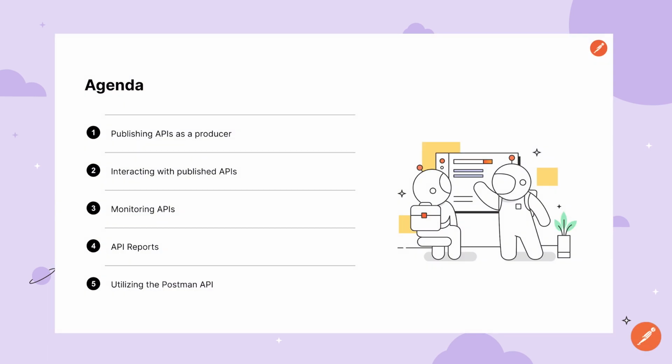In this video, we'll focus on publishing APIs and features that may be of interest after your API is deployed. We'll start with an overview of the publishing process and what this can look like for both the producer and consumers of an API. We'll then cover Postman's monitoring and reporting capabilities and end with an overview of the Postman API and how it might be a useful addition to your workflows.